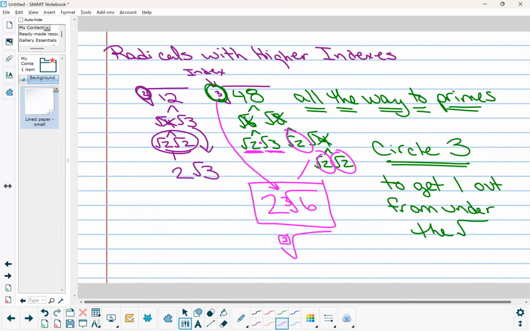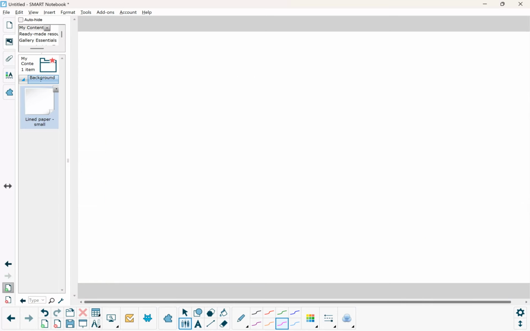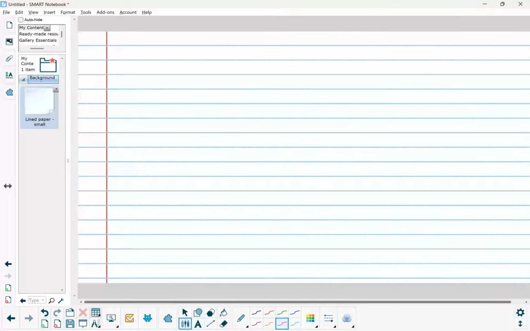Okay, the next thing we need to talk about is how to take square roots of variables. So I'm going to go to another page, grab some paper, and we're going to talk about taking variables from under the root.